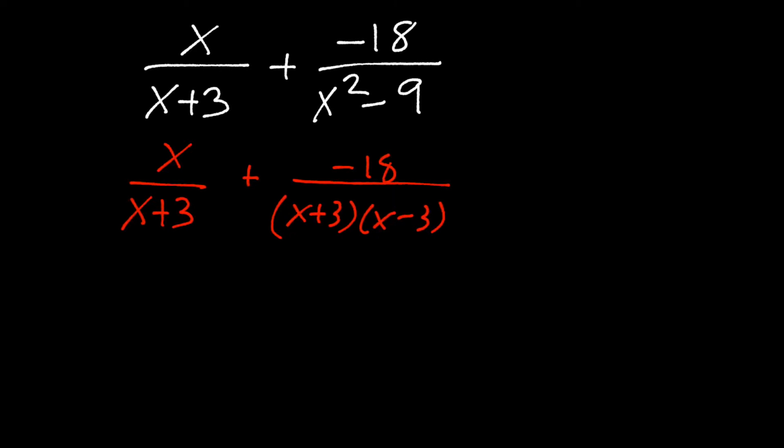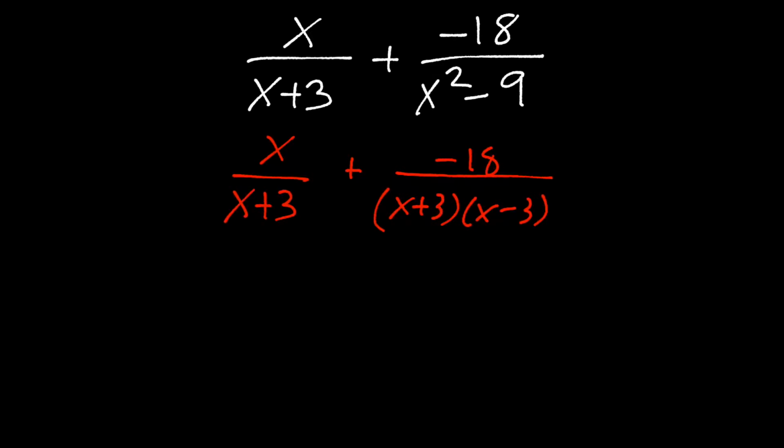Okay, and I'm trying to add to it x over x plus 3. Now this is really good, because look at the denominators. They both share an x plus 3. So what that means is I don't need to do anything to the right side. The right side already has an x plus 3. This side has an x plus 3. I need to get an x minus 3 on this side. So I can multiply this side, top and bottom, by x minus 3. And when I do that, I will now have a common denominator.